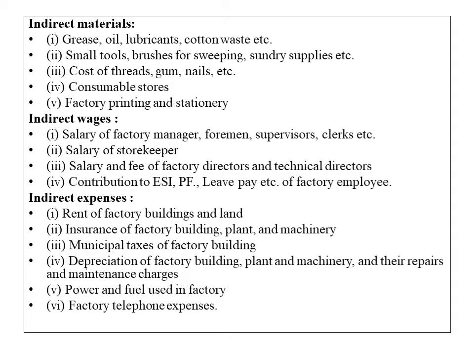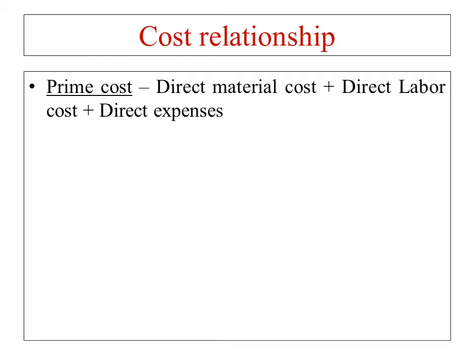Okay. Indirect expenses, that is the rent of the factory building and the land, insurance, then municipal taxes, depreciation of factory building, plant and machinery, and repairs and maintenance, then power and fuel used in the factory, then factory telephone expenses. So these are required for making a particular product and for a particular production. Okay. Then we have the cost relationship.